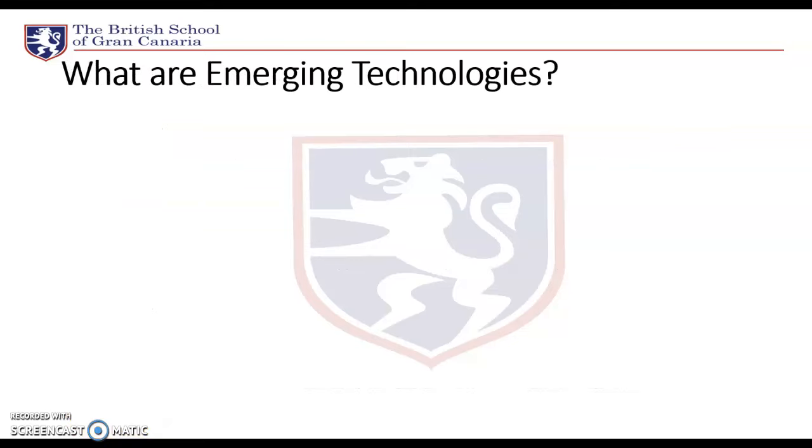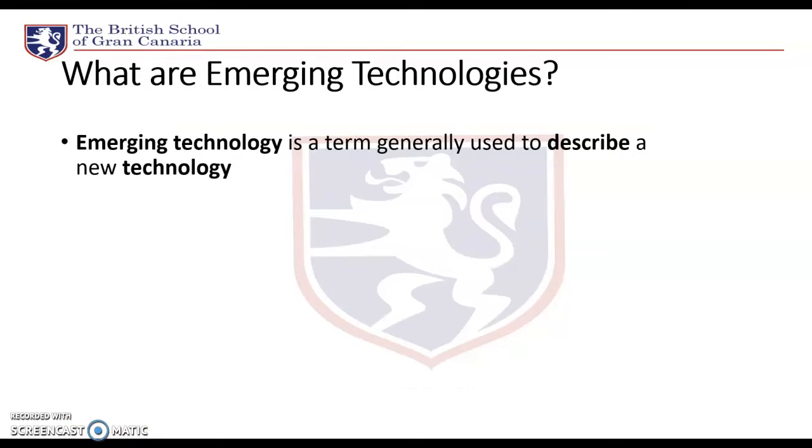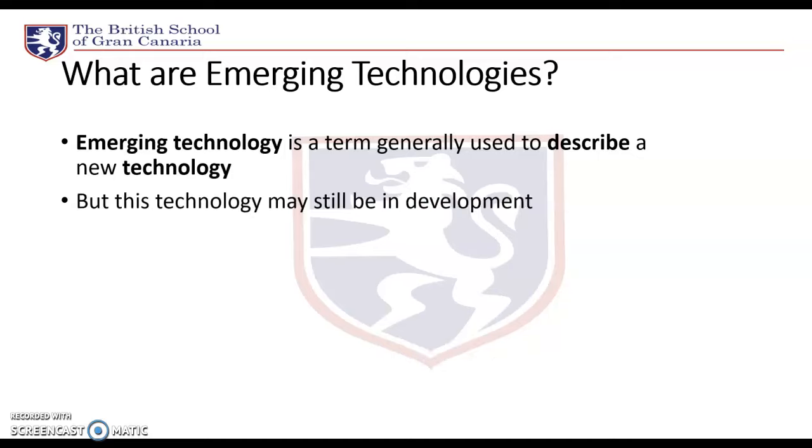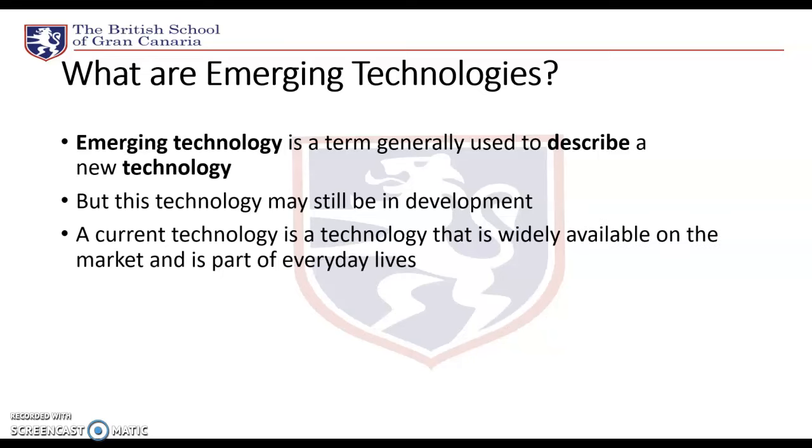So what are emerging technologies? Well, emerging technologies is a term generally used to describe simply a new technology. But this technology may still be in development. So it may be available, but it could be very expensive, not widely available, because it's still developing and it's getting better. So it might be one of those things that you look at and say, oh yes, in 2 years, that will be amazing.